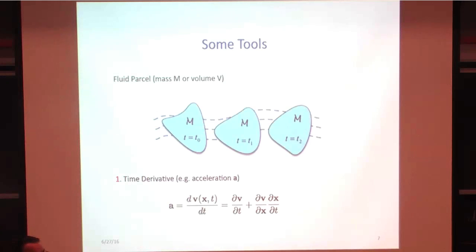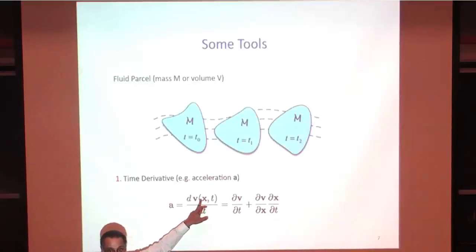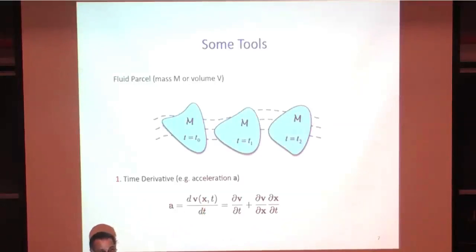We can ask how a given point in space is moving. We know its position with respect to time. Position will be denoted with a variable x. The speed, the velocity v, is the derivative of position with respect to time. And the acceleration is the derivative of velocity with respect to time.